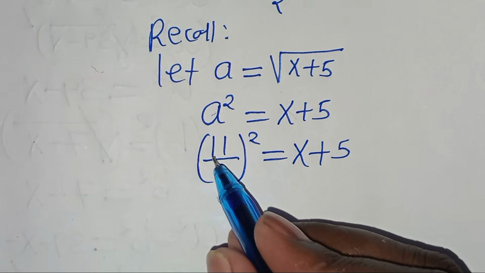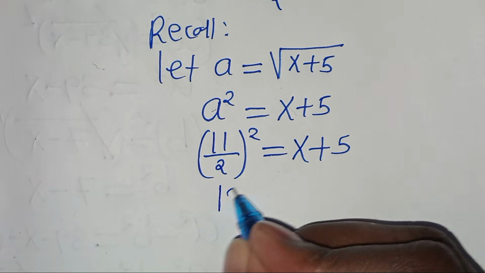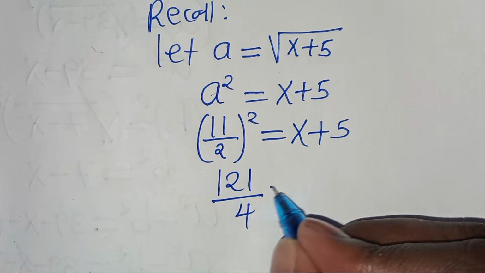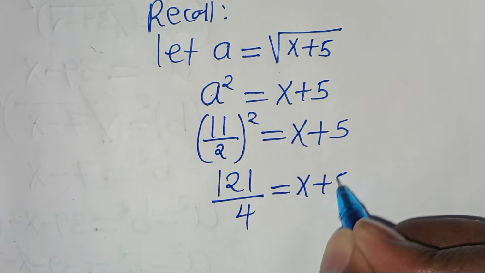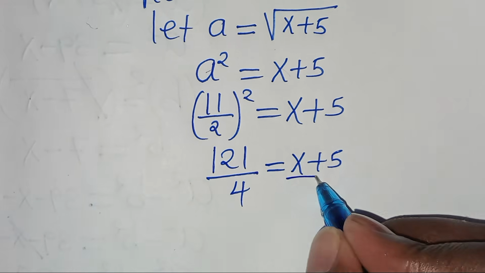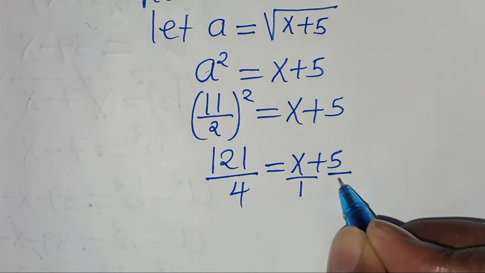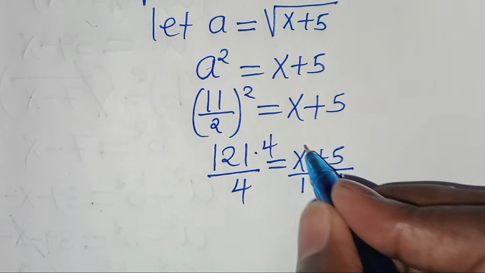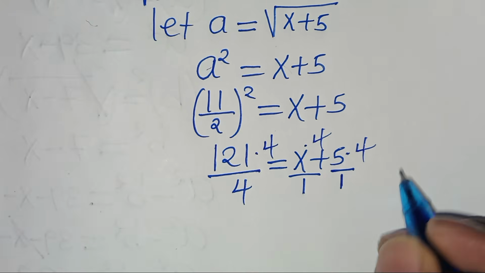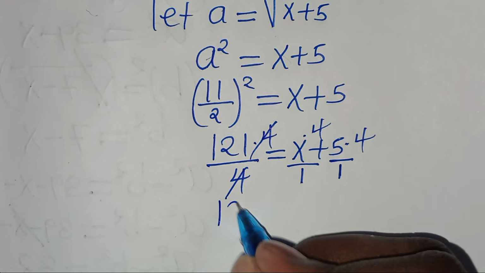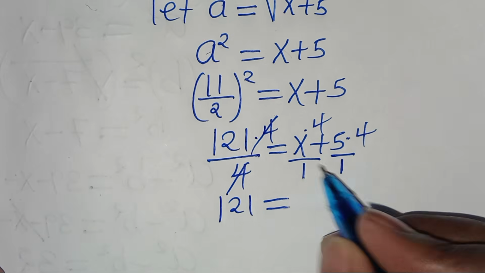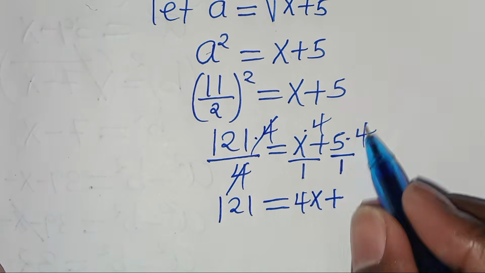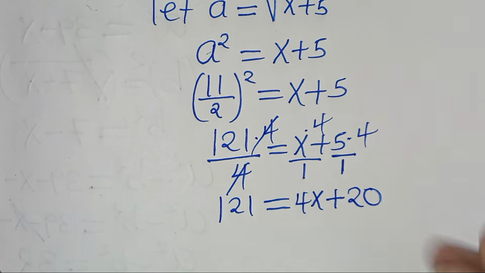Now, we have 11 squared, this is 121, divided by 2 squared, which is 4, this is equal to x plus 5. Now, x is a whole number, so this is over 1, and 5 is a whole number, so this is over 1. Let's multiply everything here by 4, so that now here we have 121 equal to x times 4, this is 4x, then plus 5 times 4, this is equal to 20.